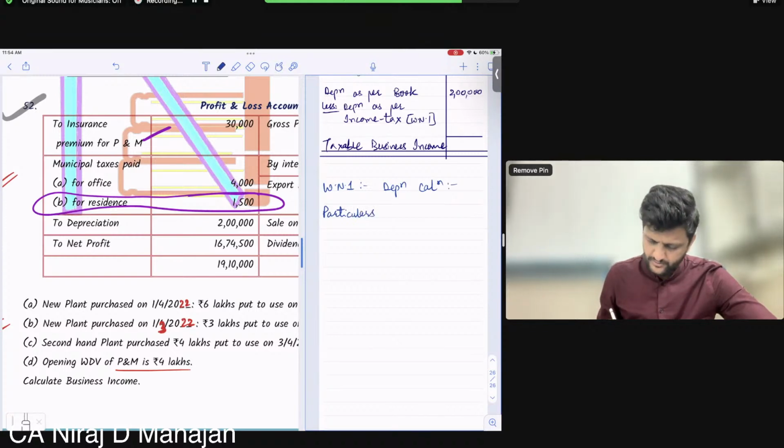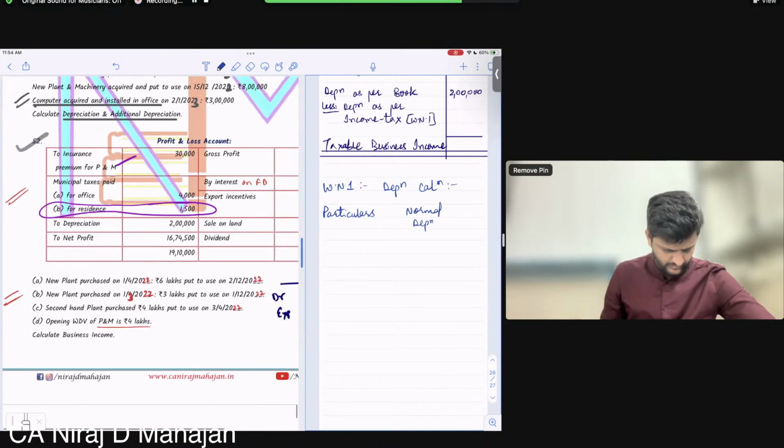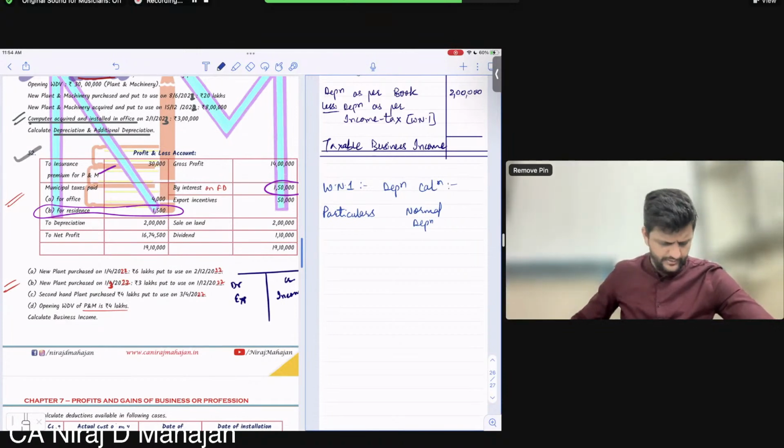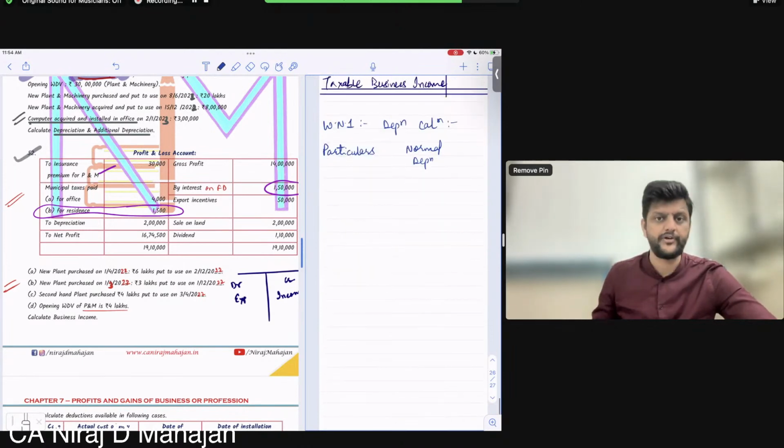Normal depreciation. We are assuming, okay, we'll write a note if required. We are assuming the assessee is in the manufacturing business. Plant is there, but that may not be conclusive, so we'll write another note. We just assume that he is into manufacturing. Why? Because we are taking normal depreciation as well as additional depreciation.